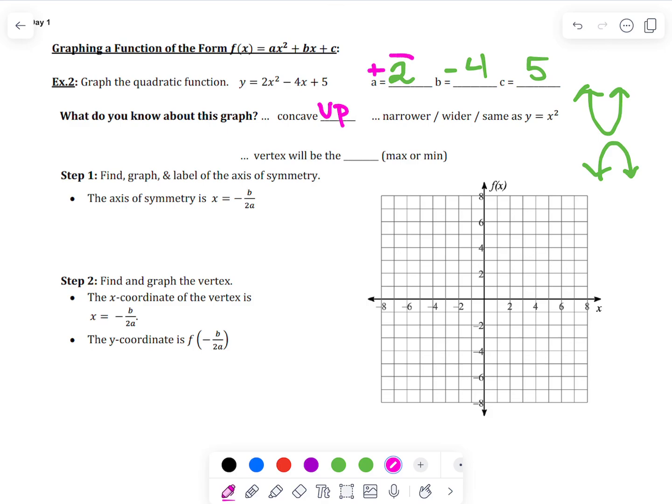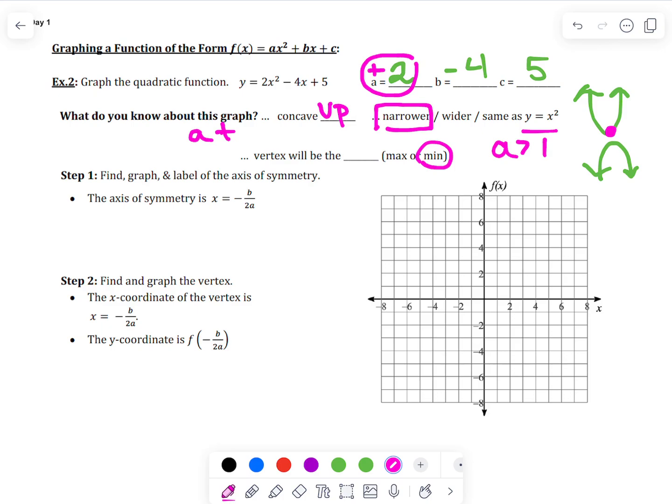Now, there is a multiplier. It's going to look wider, narrower, or the same as its parent. Since that's a multiplier of 2, it's going to look narrower. It's going to be taller, skinnier, because our A number is greater than 1, and our A is positive. So what's going to happen is we're going to have a minimum point somewhere down here. That's going to be a minimum point.